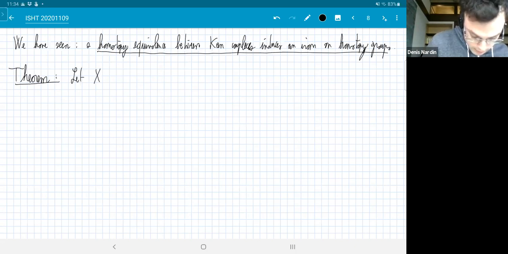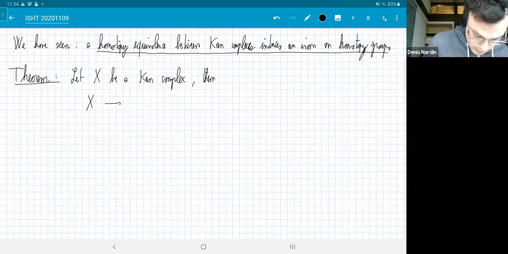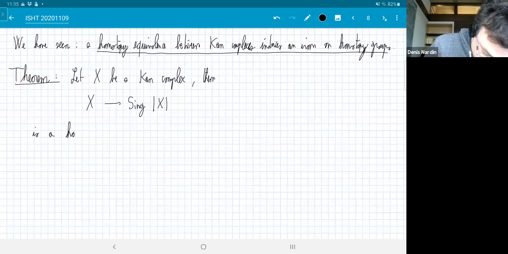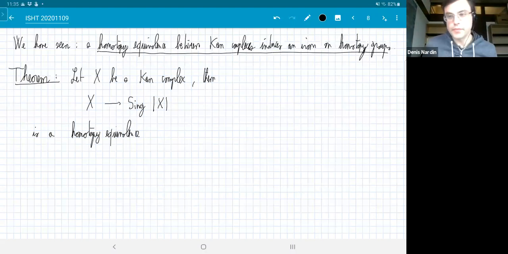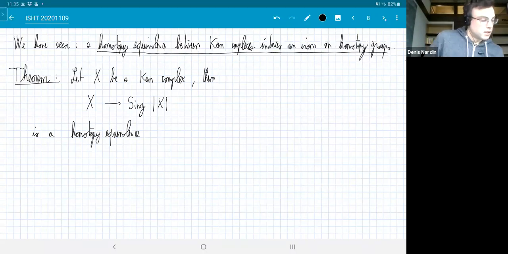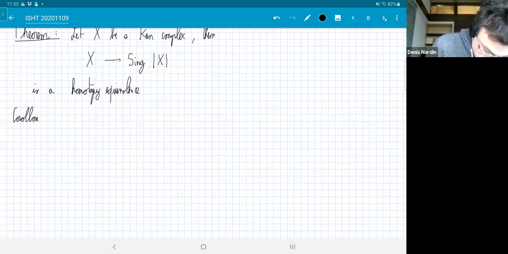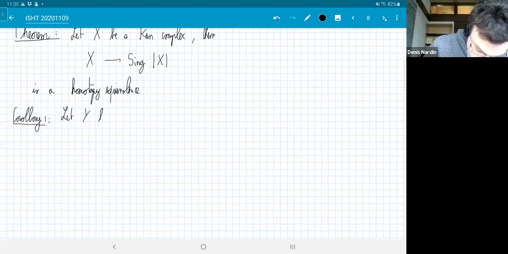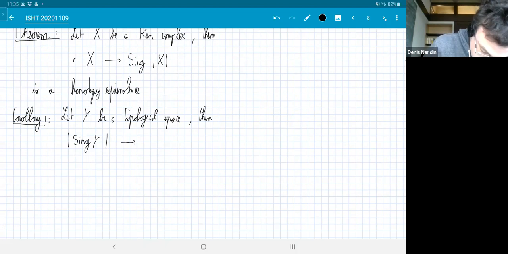So let X be a Kan complex, then the map from X to Sing of the realization of X is a homotopy equivalence. And again, before I prove it, let me record a couple of corollaries. So corollary one, let Y be a topological space. Then this other map, I call this eta and I call this epsilon, is a weak equivalence.